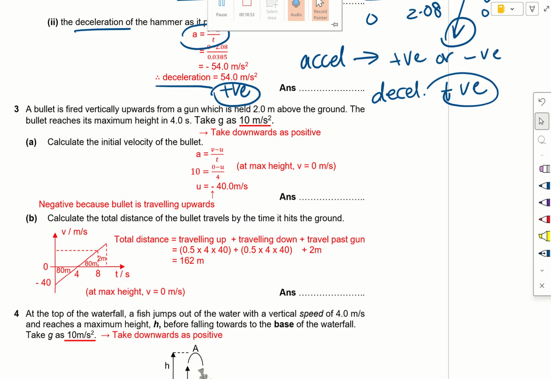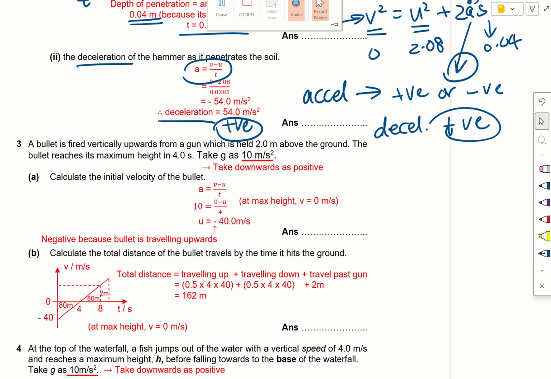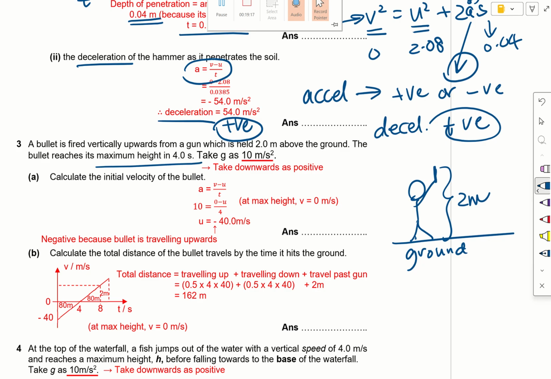Question 3. A bullet is fired vertically upward from a gun which is held 2 meters above the ground. So let me do a sketch. This is the gun. This is the ground. And let's say a man is holding on to it. So this is the gun. So it is held 2 meters above the ground. The bullet reaches its maximum height in 4 seconds.